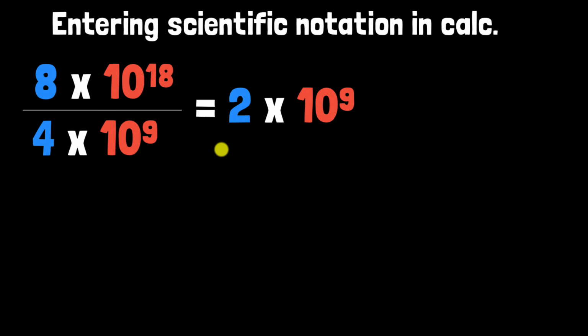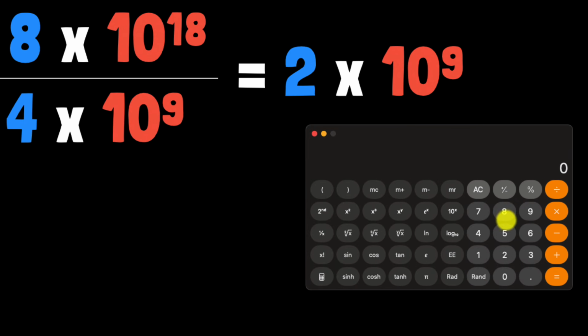Let's see what happens if you do it the wrong way. So you get 8 times 10 to the power 18 divided by 4 times 10 to the power 9. Let's see what we get. You get 2 times 10 to the power 27. That's wrong because it messes up the whole division and multiplication. We'd have to put some brackets and all of that. Now we can avoid all of that mess.